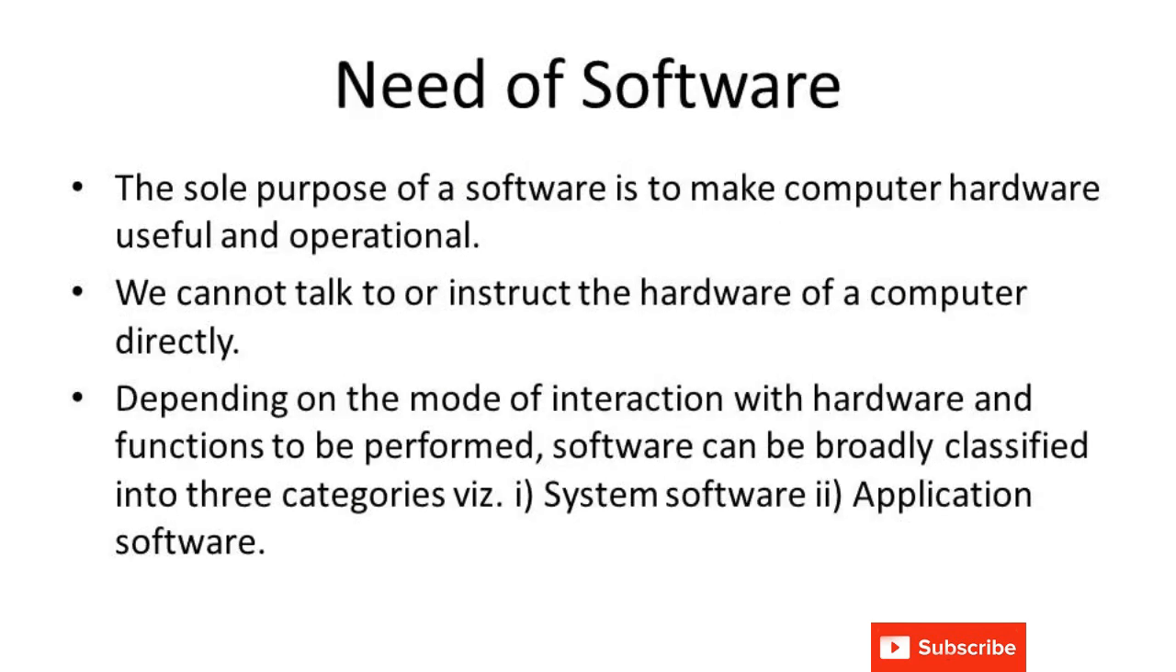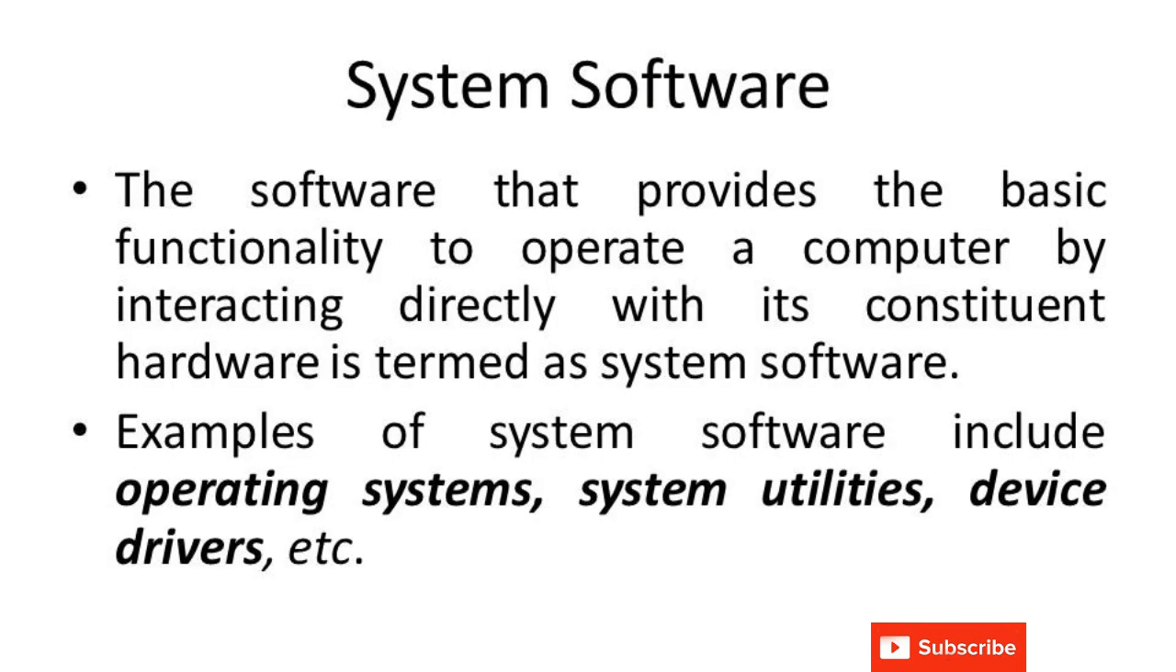Types of software: system software and application software. System software is the software that provides the basic functionality to operate a computer by interacting directly with its constituent hardware. Examples of system software include operating system, system utilities, device drivers, etc.